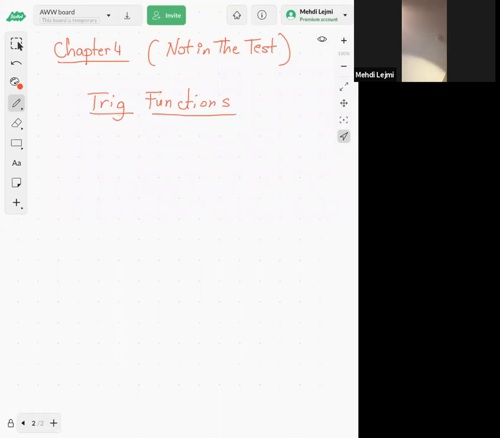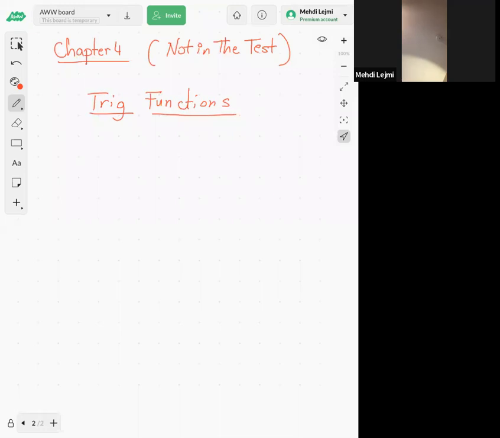All right, so before introducing the trig functions, I'm going to first talk about the angles. How do we measure angles? We can, of course, use degrees or radians. So I'm going to explain the relation between degrees and radians, and then I'm going to introduce the trig functions. All right. So first, I'm going to start with the definition of an angle.